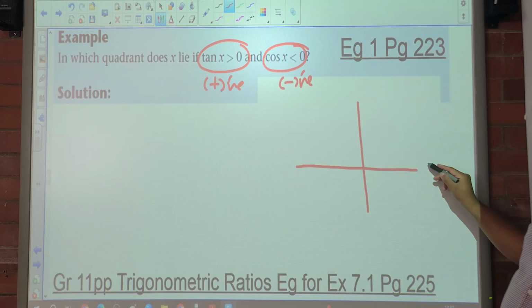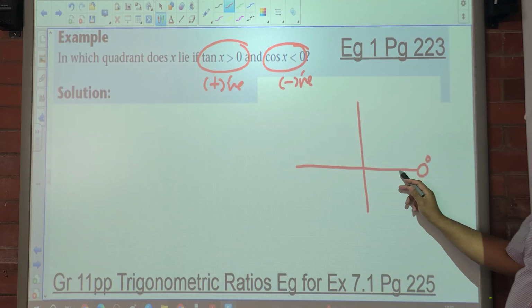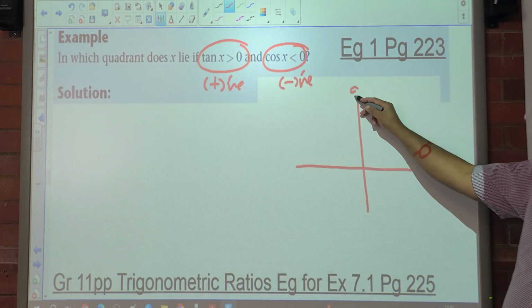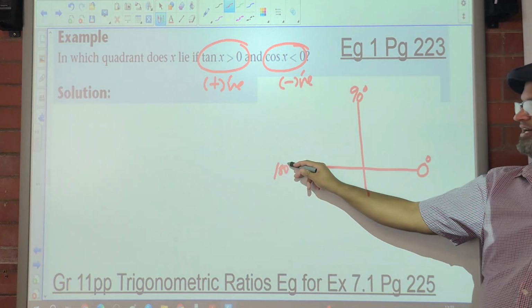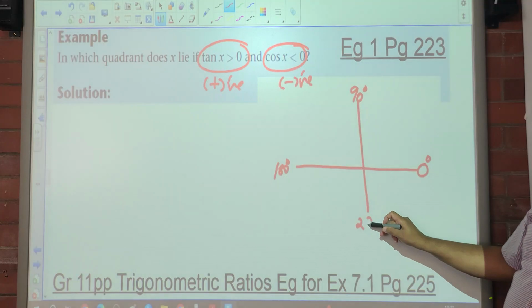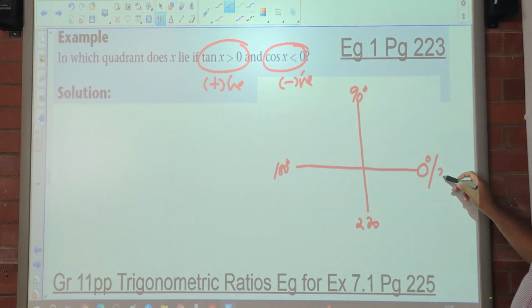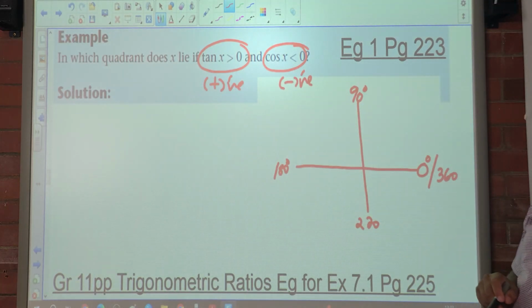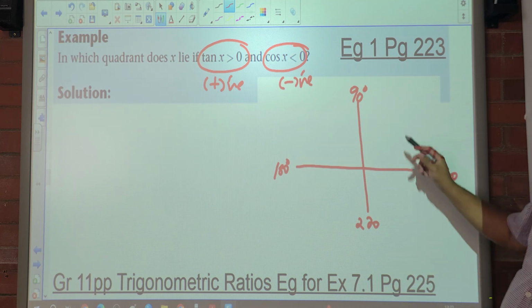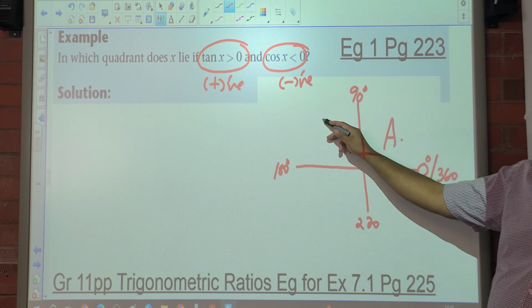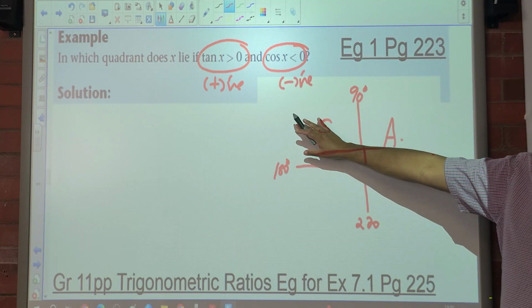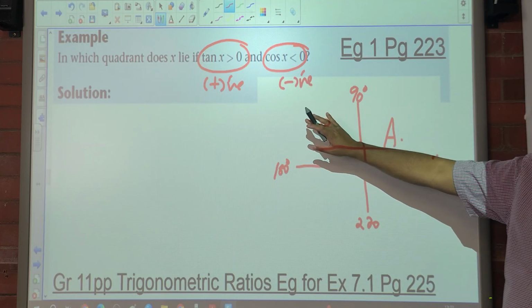Okay? Remember, this is 0. This is 90 degrees later, which makes it 90. 90 degrees later, 180. 90 degrees later, 270. 90 degrees later, 360. You see that, people? And we said this is going to be A or S. What does S stand for? Sine. Only sine is positive.